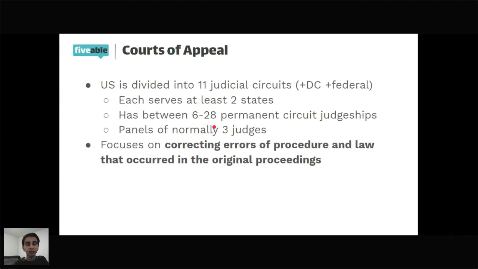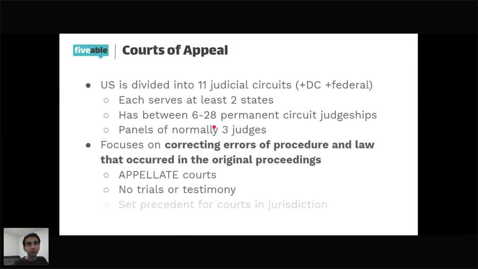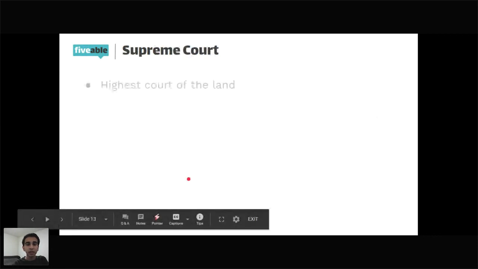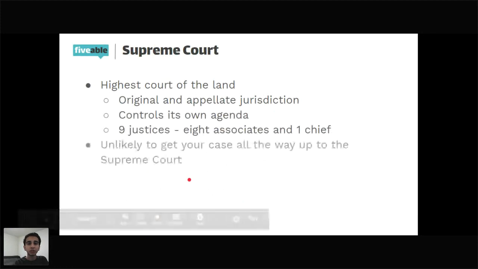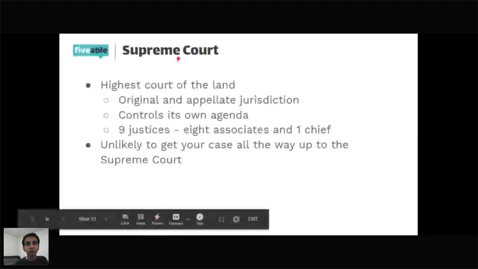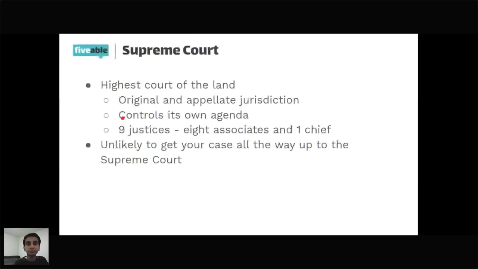So not necessarily did he actually do it or not, but rather was he tried correctly? Did he get all of his rights? There's no trial or testimony for that reason. In terms of the Supreme Court, they have both original and appellate jurisdiction, mostly appellate, but they do have some original if a state is suing another state, stuff like that. Only the Supreme Court can decide. There's 9 justices, 8 associates, and 1 chief.